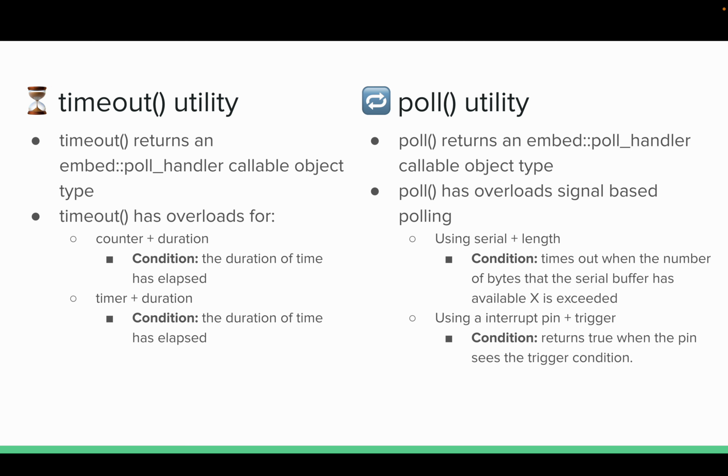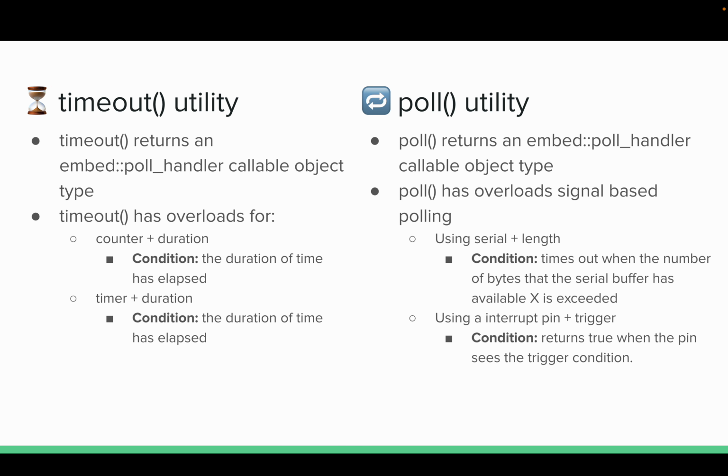So timeout has an overload for counter and a duration. And basically they do the same thing. The condition that they're waiting for is that the time elapses to a certain point. How they operate is very different though. Counter just tells you what the current count is, and that's it. It just counts up one by one until eventually it overflows and then continues counting up. Timer, on the other hand, you give it a callback and you tell it when you want it to execute, and it'll execute it at that time.